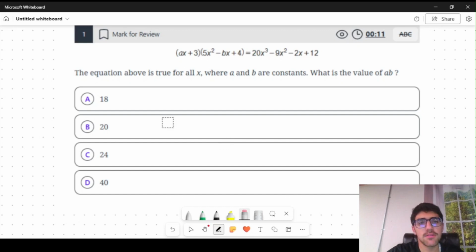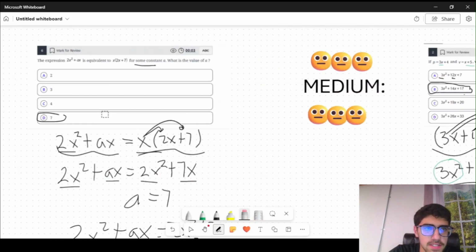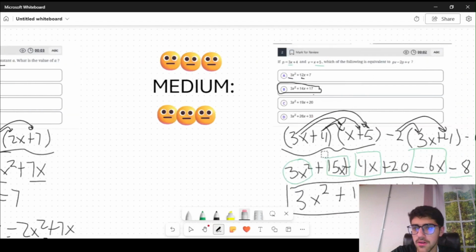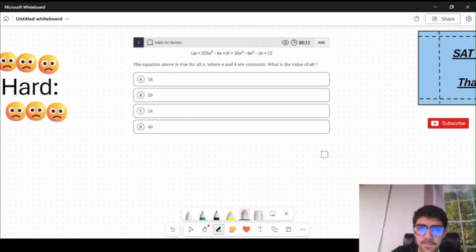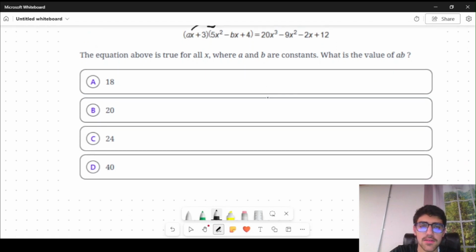So just looking at this question, it looks like it's going to be just a harder version of one of the easy questions. We manipulated it to look the same, and then we just saw which number correlated with the letters, with the constants. So for this one, instead of trying to factor and all that, it looks easier to just distribute this, and then that's going to give me the x cubed, an x squared, the x, and the constant.